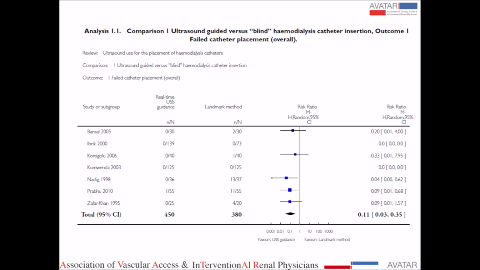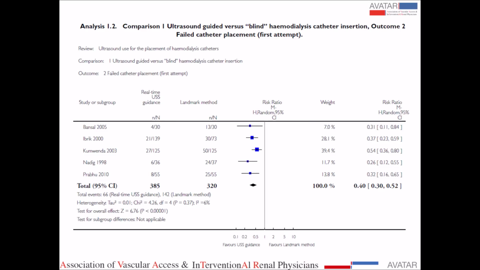If we see overall, the outcome number one is failed catheter insertion overall, including whatever number of attempts you have made. If we are using ultrasound guidance, then there is as high as an 89% risk reduction. Amongst all these randomized studies, there is only one study, done by Dr. Ravi Bansal from All India Institute of Medical Sciences in 2005, and this trial has been included in this meta-analysis. And if we talk about failure of insertion at the very first attempt itself, then there is a 60% risk reduction if we are using ultrasound guidance.